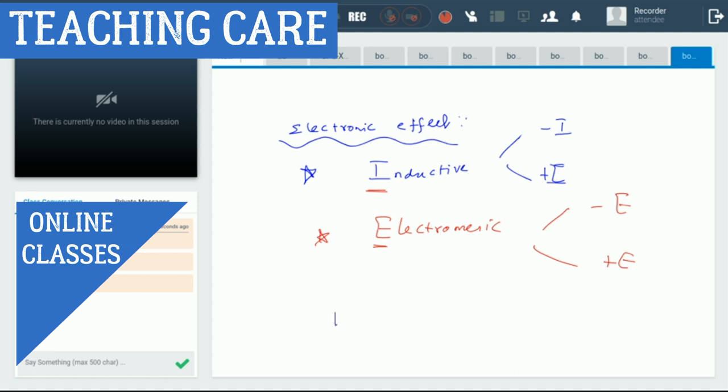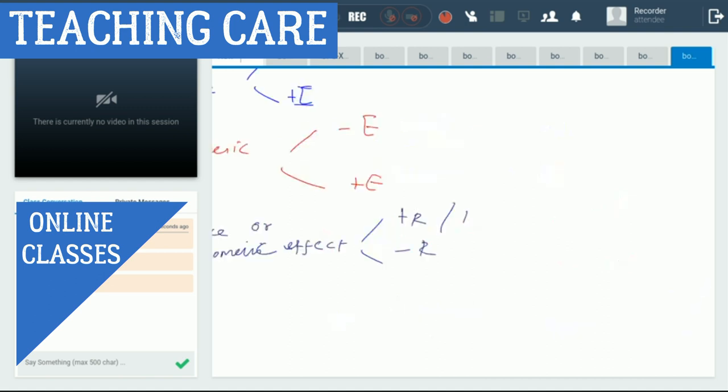And you would have studied about the resonance effect or mesomeric effect, which can also be called plus R, minus R, or plus M, minus M. These many effects we have to know under electronic effect.